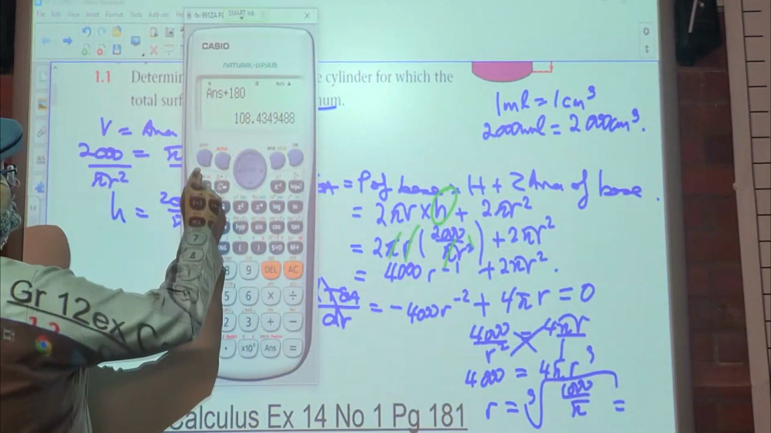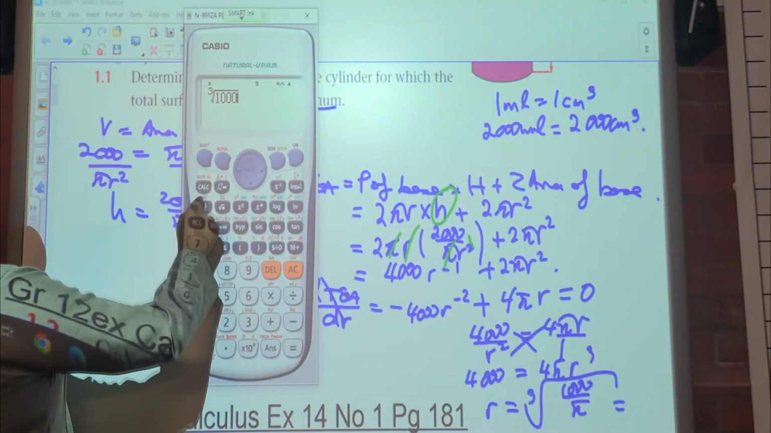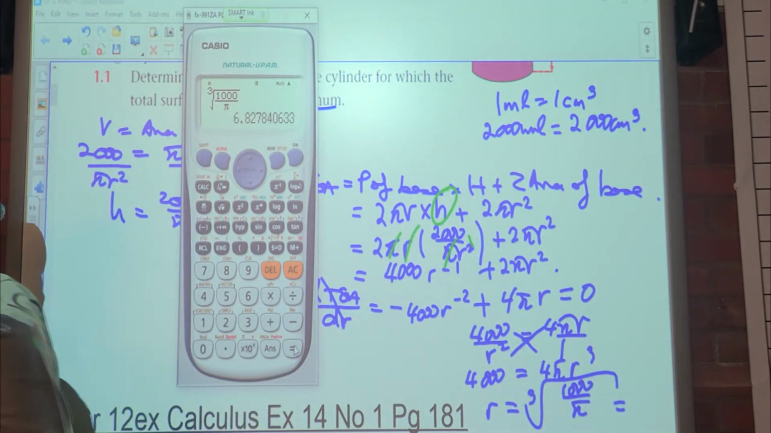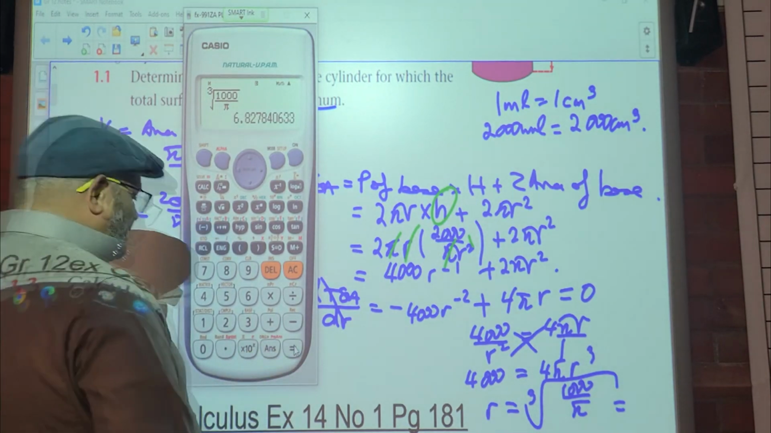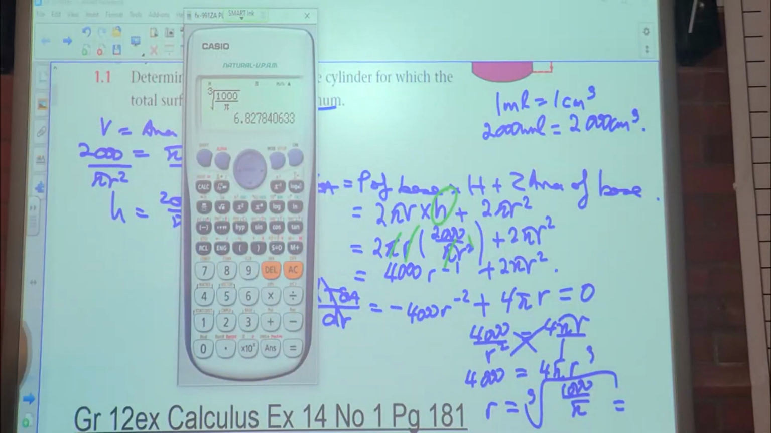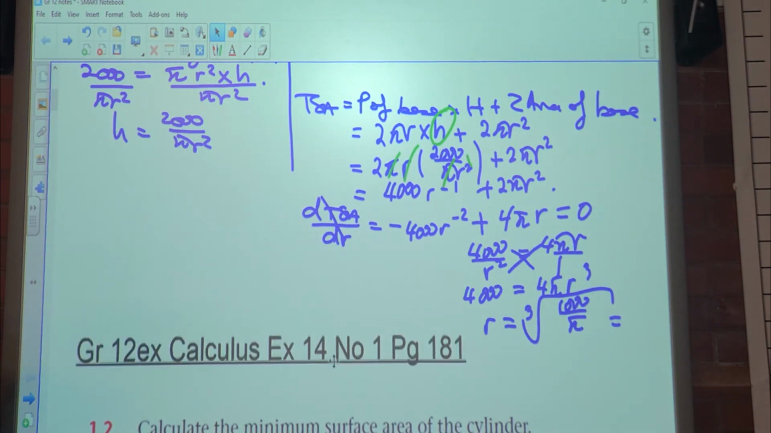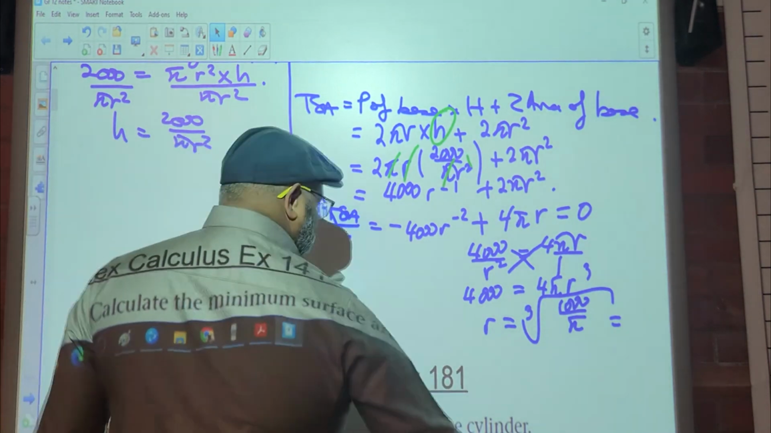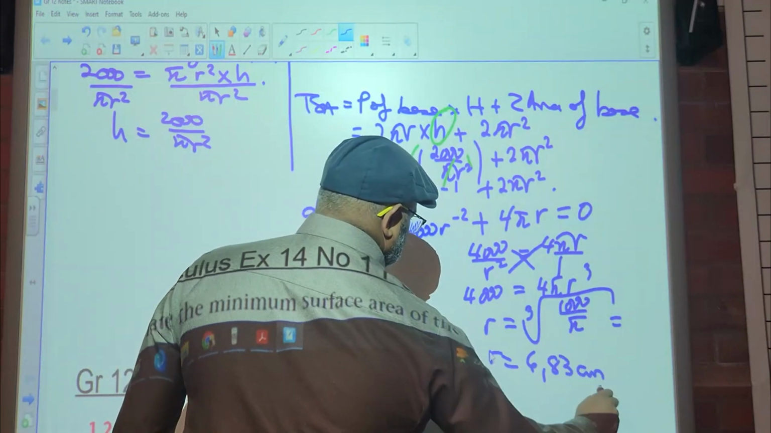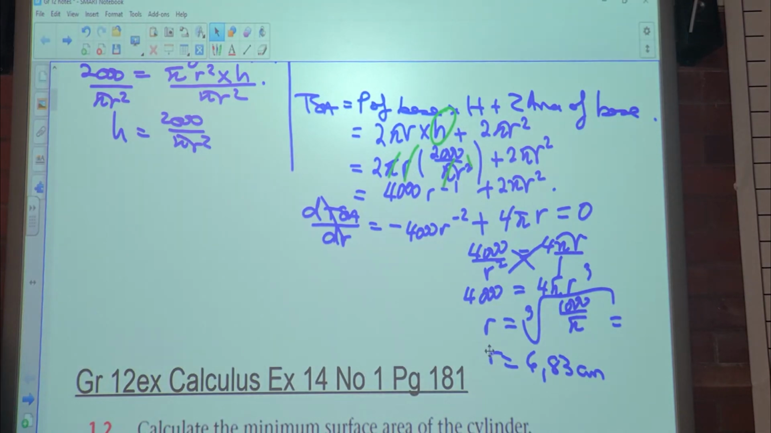So we go with the cube root of 1000 over pi. That gives 6.83. Check if that's correct. So your radius would be 6.83. The radius is 6.83 centimeters. But I have not answered the question in full.